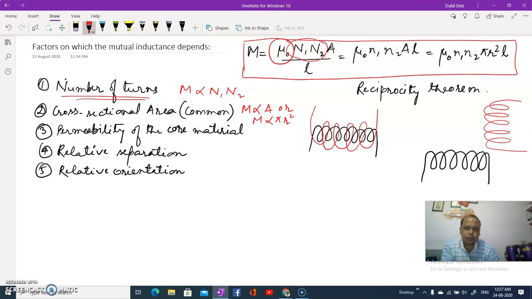The fourth point is that it depends on the relative separation. When the separation between the two coils is more, the mutual inductance will be less, inversely proportional. And it depends on the relative orientation. The examples are given here, A and B. When both the coils are coaxial, whatever flux is linked with the second coil will be the same in the first coil. So you can consider the mutual induction to be maximum. But in the second case, B, you can see that they are kept perpendicular to each other, where the magnetic flux linkage is minimum. So I hope this is clear to you.